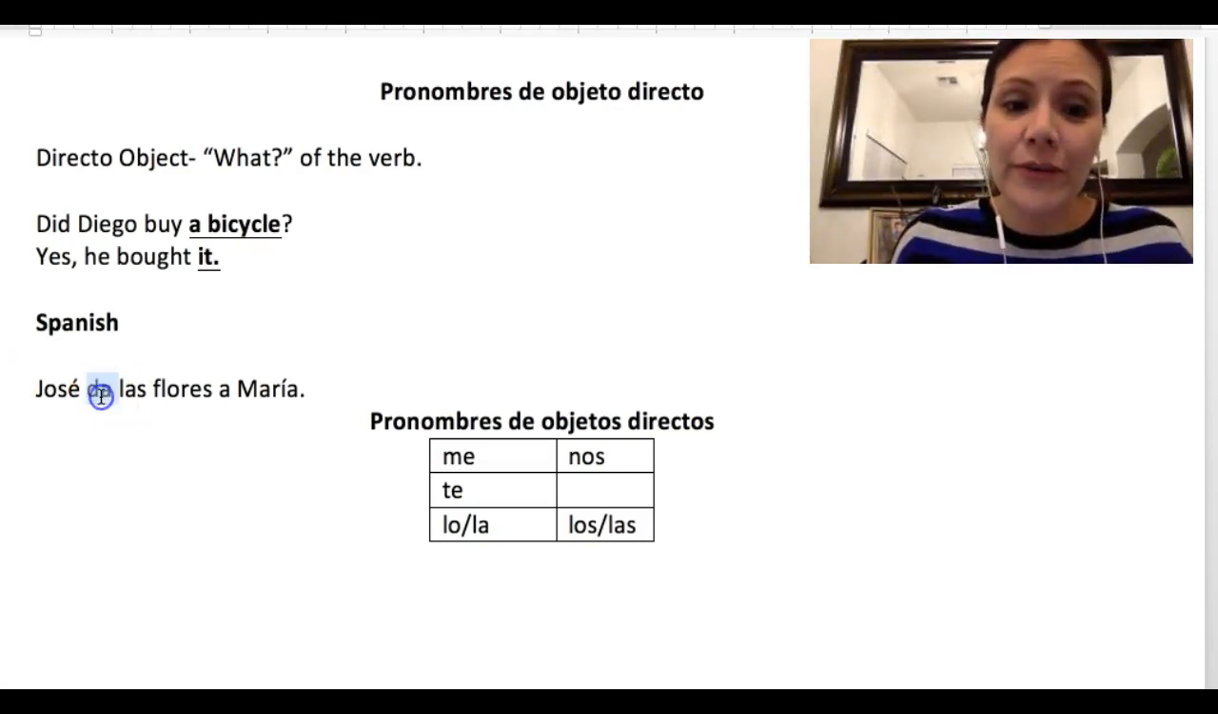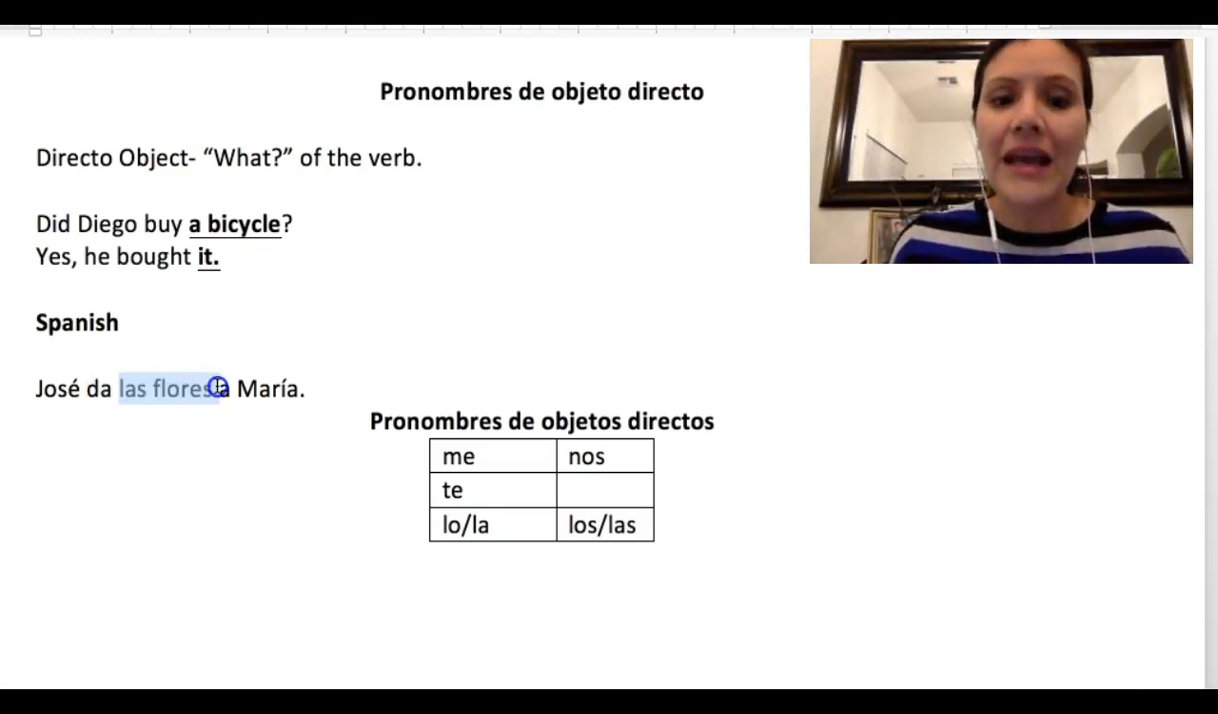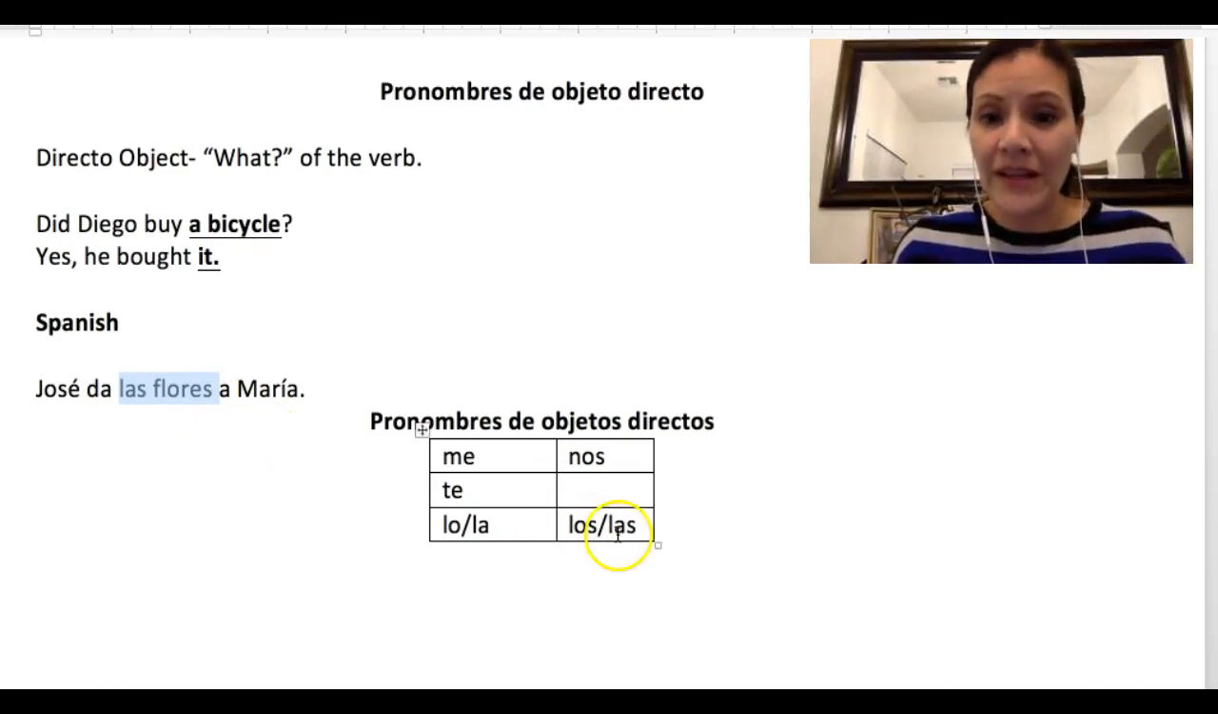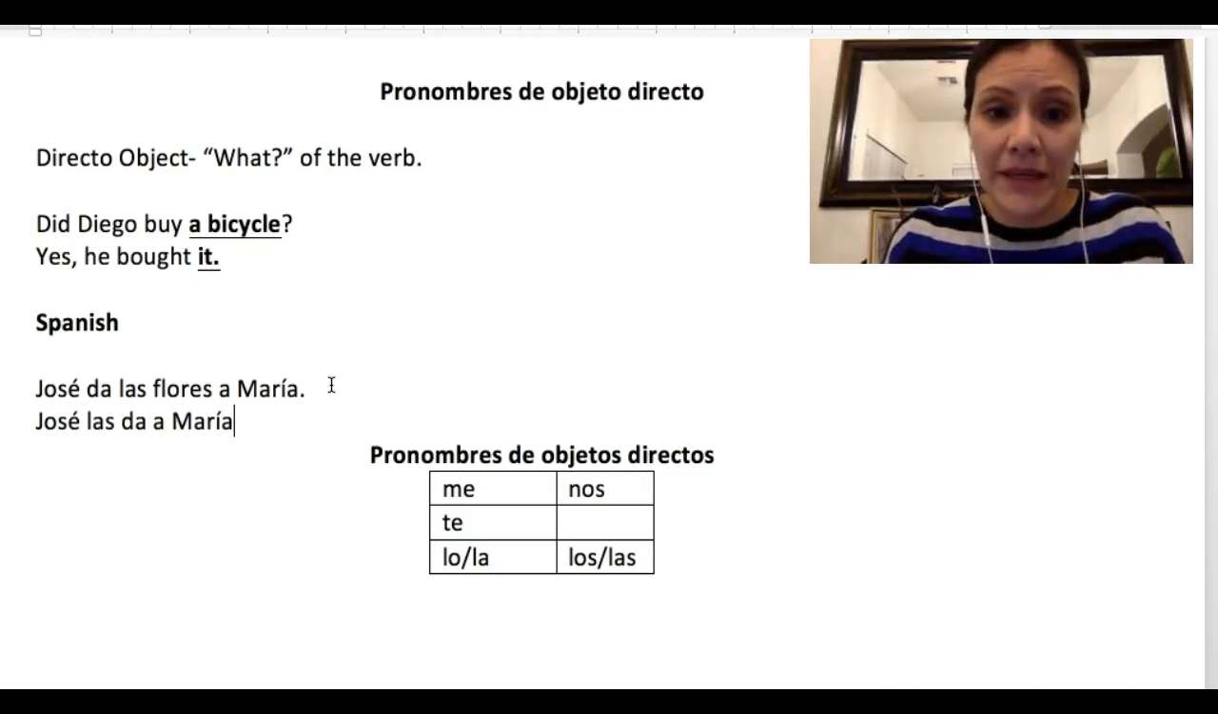So we still have our verb da, to give. ¿Qué da José? What is José giving? Las flores. So las flores is our direct object. It is feminine and it is plural. So we will substitute with las. So I will say, José las da a María.